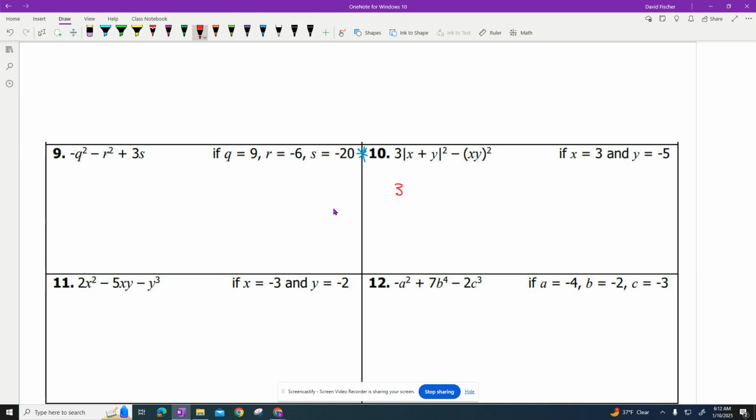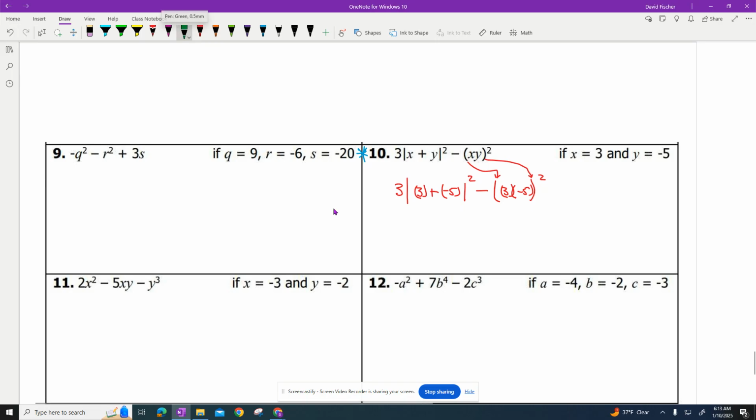Let's put this down. I have the absolute value of 3 plus negative 5, and look, I have an exponent on my absolute value. A number or letter touching a letter inside of parentheses is like parentheses inside of parentheses. Watch this. I want to say 3 times negative 5, and then I want to close my parenthesis, and then I need to square it.